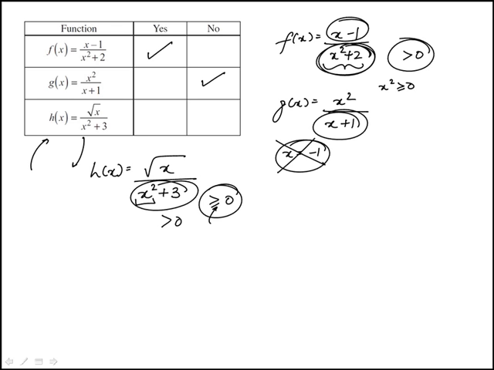We can take all real values, but for the numerator, x has to be positive. X can't be, for example, minus 3. So here, the domain is not the set of all real numbers, so that's a no as well.